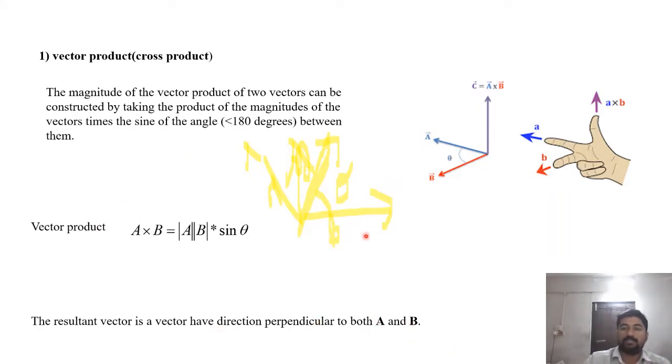That you can see from your fingers. You take the fingers and put them like this. Two fingers represent the vectors A and B. This finger will show you A cross B. It is perpendicular to both these two fingers. So that's how you can find the direction physically.